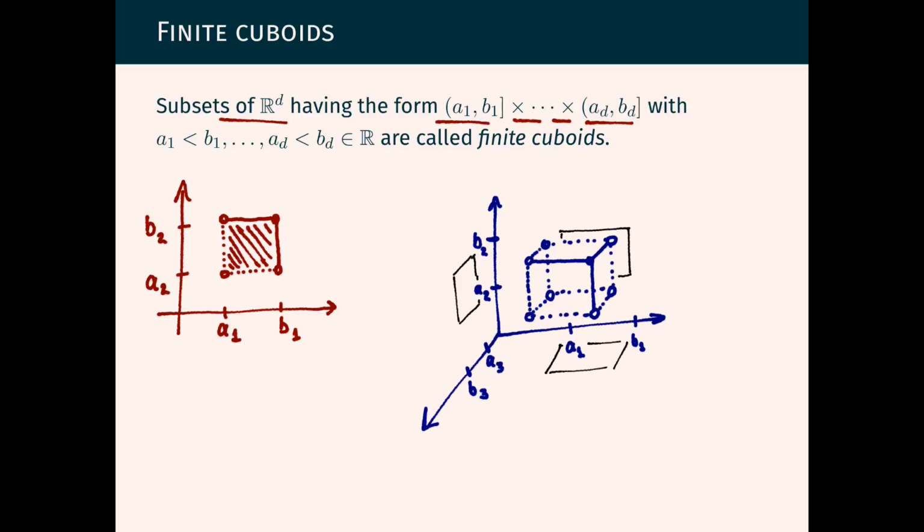In 3 dimensions, we would have the Cartesian product of this interval, open on the left, closed on the right, this interval, open on the left, closed on the right, and this interval, open on the left, closed on the right. And when we take this Cartesian product, we get this, what we call a cuboid, of which you can see the projections to help you visualize.